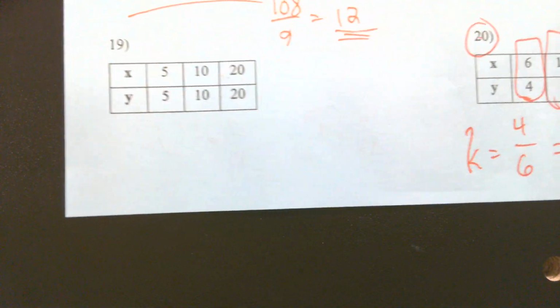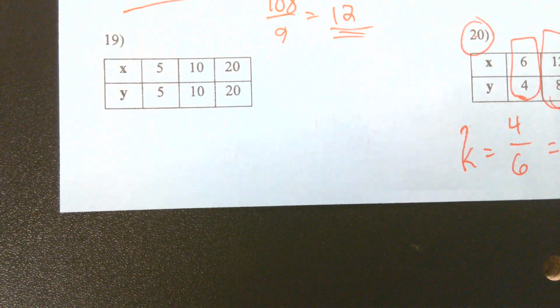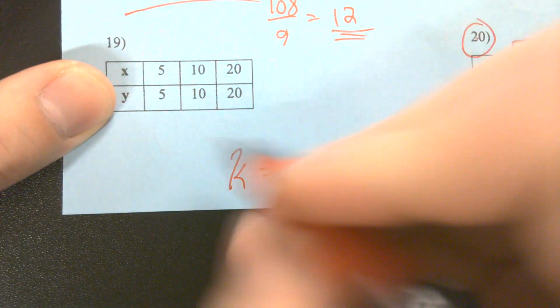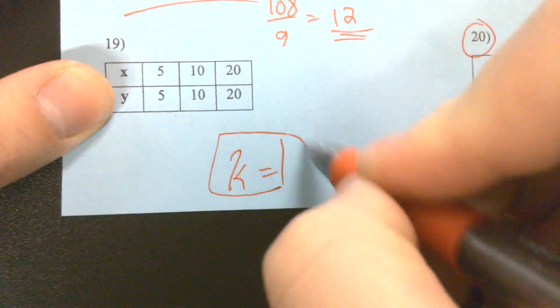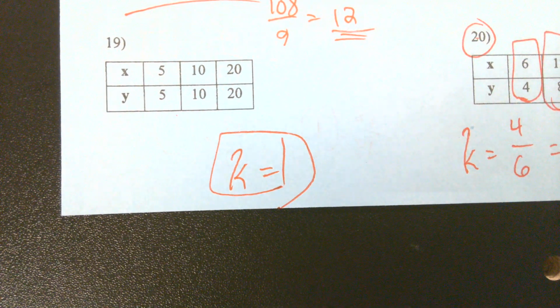Just for fun, number 19, what would our k value be there? 5 over 5, which equals? Oh wait, no, 1. There you go. And I heard it over here. Thank you very much. K is equal to 1 for that number 19.